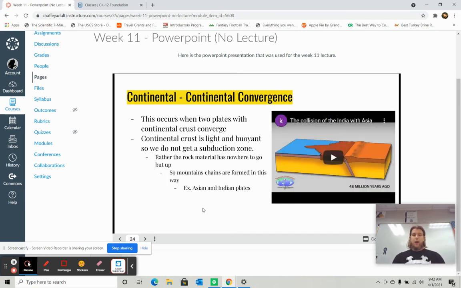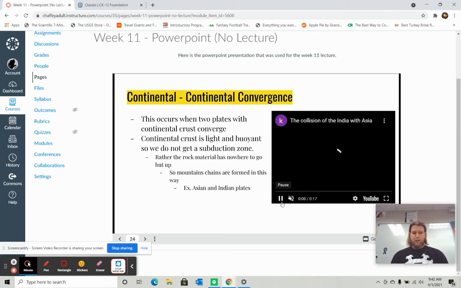And so you also have continental convergence, which is when two continental plates come together. This is how the Himalayas were made. So continental crust is very light and buoyant, so there's not going to be a subduction zone. There's not going to be one slab going underneath the other. They're both going to stay where they are.